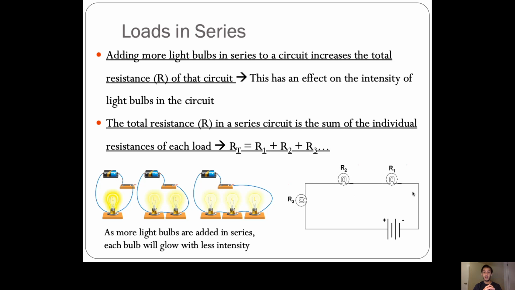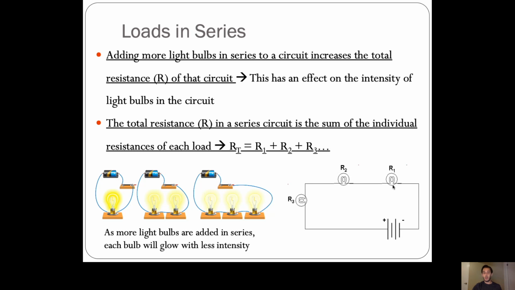Okay, now we're going to talk about resistance here. Okay. As we add loads, so here we say we're adding more light bulbs to a series circuit. Okay. We're increasing the resistance. Okay. And this has an effect on the intensity of the light in those light bulbs. Okay. So as you add light bulbs, you increase the amount of resistance. I think that makes sense. If each light bulb, each load has some kind of resistance, the more loads you add, the more you increase the total resistance of the circuit.